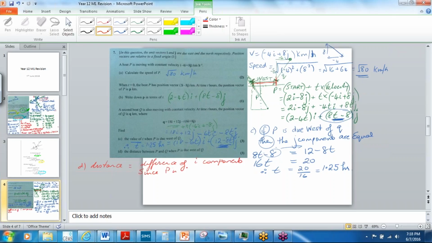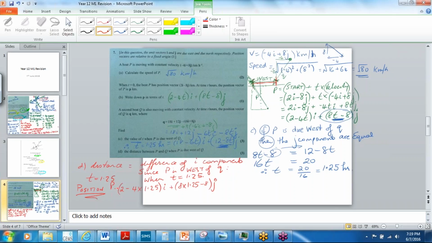Since P is west of Q, that has to be when t equals 1.25. So let's look at the positions when t equals 1.25. The position for P at t equals 1.25 will be 2 minus 4 times 1.25 i and 8 times 1.25 minus 8 j.